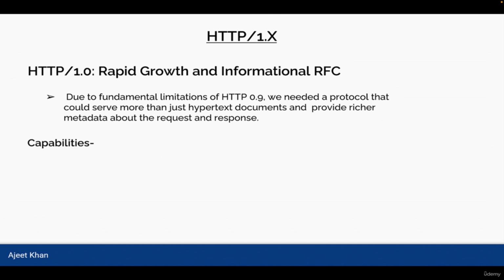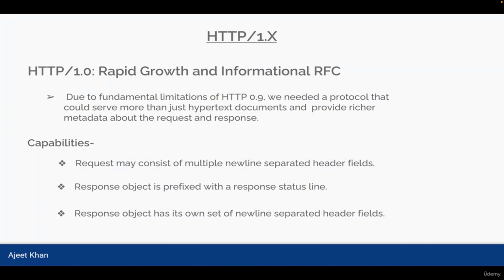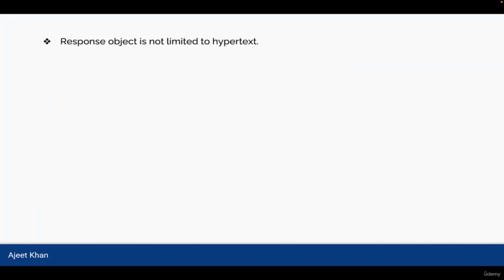Here are some capabilities of HTTP 1.0. The request may consist of multiple new line separated header fields. Response object is prefixed with a response status line. Response object has its own set of new line separated header fields. Response object is not limited to just hypertext. The connection between server and client is closed after every request.